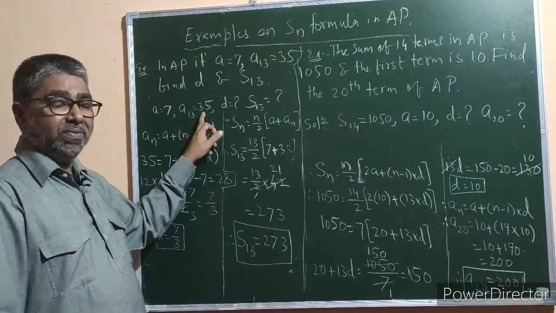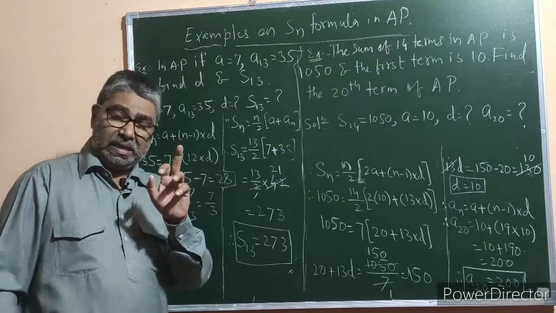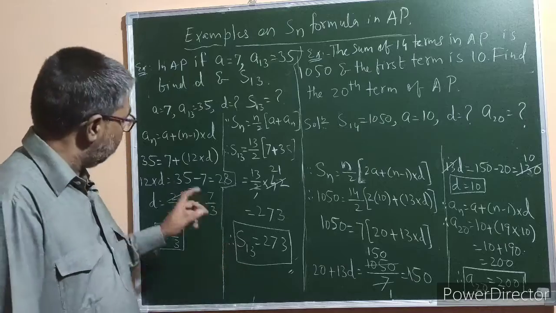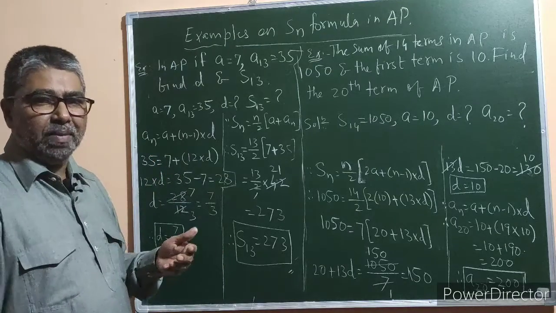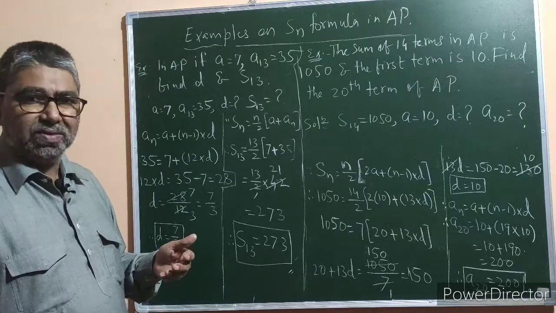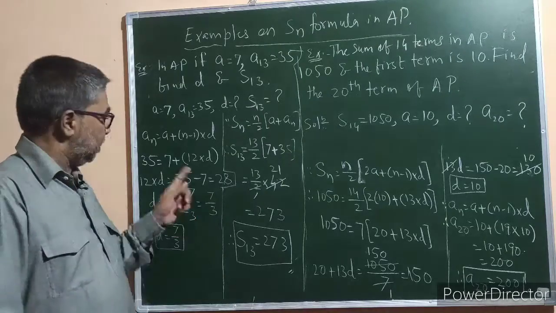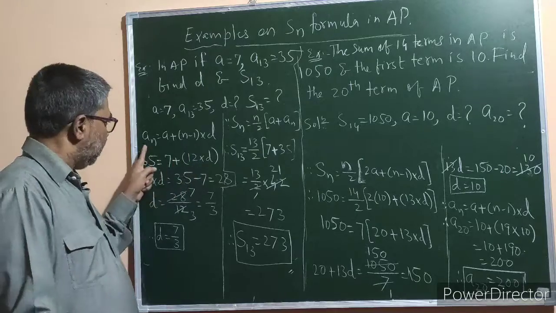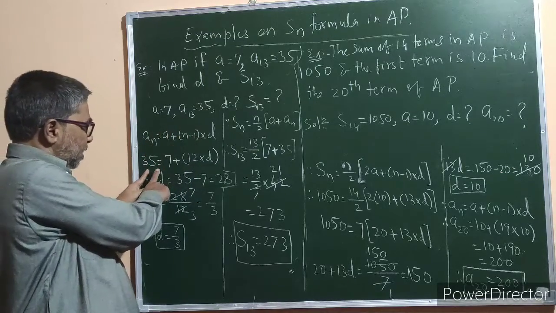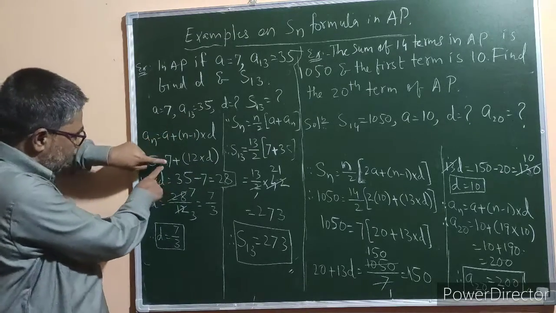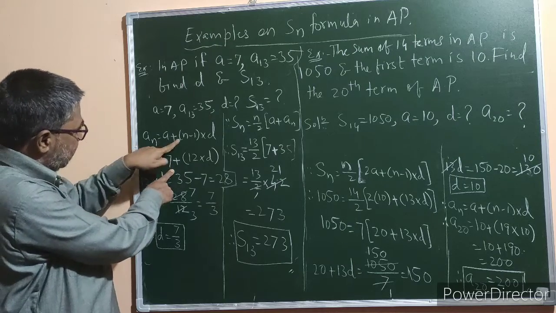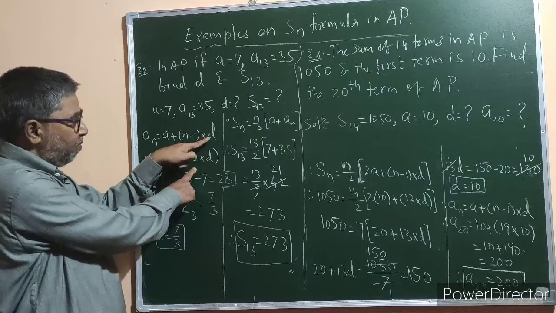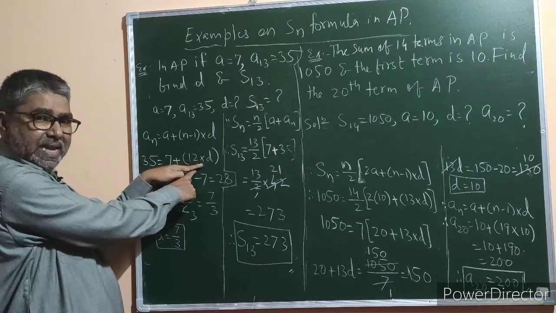a13 is equal to 35 means to find d, we have to apply the an formula, that is the nth term formula, and we have solved many examples involving the nth term in arithmetic progression. So an is equal to a plus (n minus 1) into d. You know this formula. an is 35, equal to the value of a, which is 7, plus n is 13 minus 1, that is 12, into d. We are solving for d, so write d as it is.